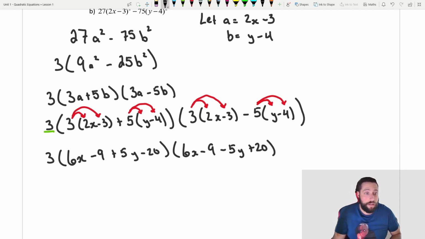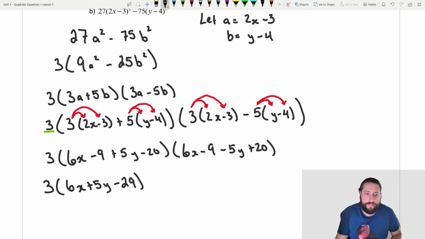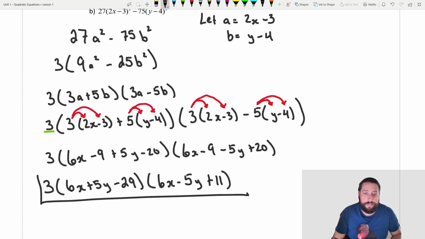Okay, so let's clean it up, combining like terms in each bracket. So it'll be 6x plus 5y, and then negative 9 minus 20, well, that gives us negative 29. Okay, and then 6x minus 5y. And then it's negative 9 now plus 20, so this is going to be plus 11. And that is our final answer there.